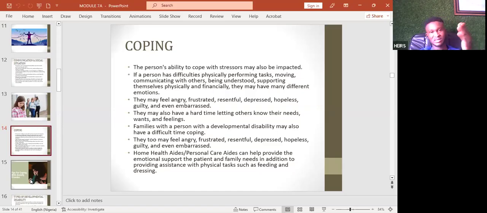Anything that affects that will tamper with every other aspect of the person's life. So emotional stress and emotional difficulties have a higher impact on someone's general being. As home health aides and personal care aides, we can help by providing the emotional support the patient needs, and even the family of this patient. In addition, we assist them with tasks such as feeding and dressing.